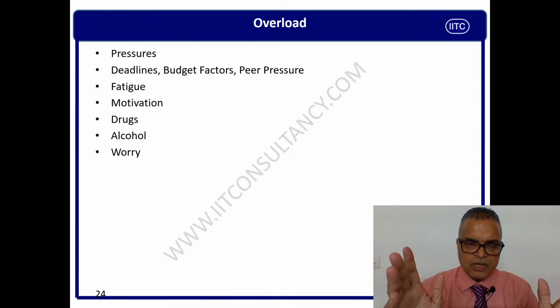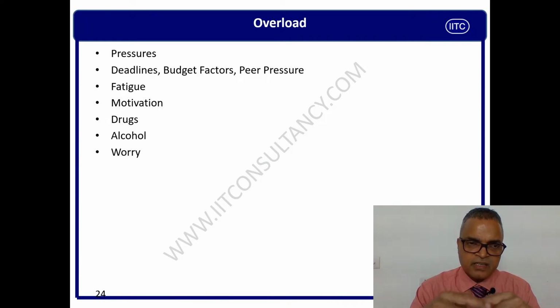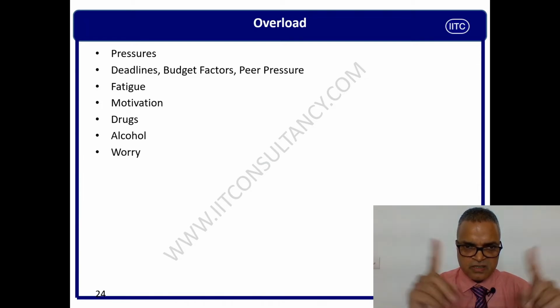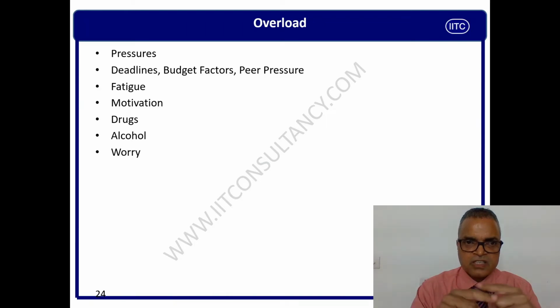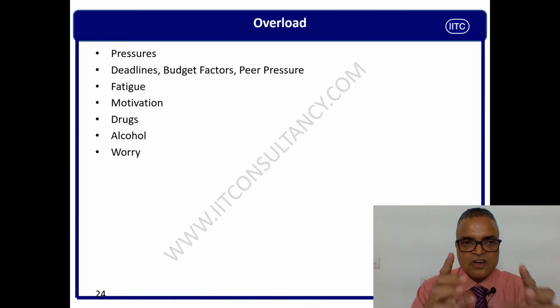Overload will put pressure on the employee, pressure on the workmen. This pressure is why they will be in fatigue, and they will make some mistakes. Deadlines are also one kind of overload. Budget factor, working in a reduced budget situation, is also one kind of overload. Peer pressure, from your competitors and your peer employees, will create pressure. Fatigue, motivation, drugs, alcohol, worries: these are the symptoms of overload, and they are reasons for contributing to an accident.